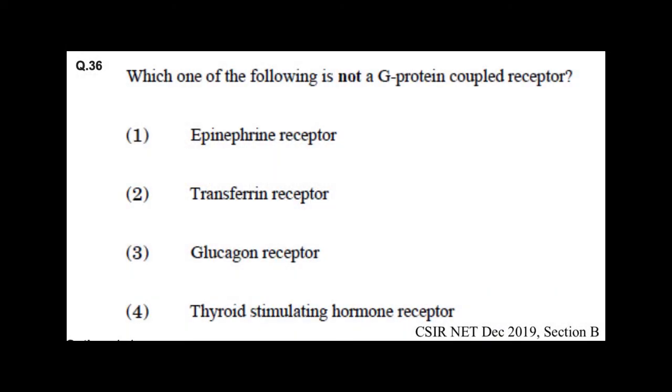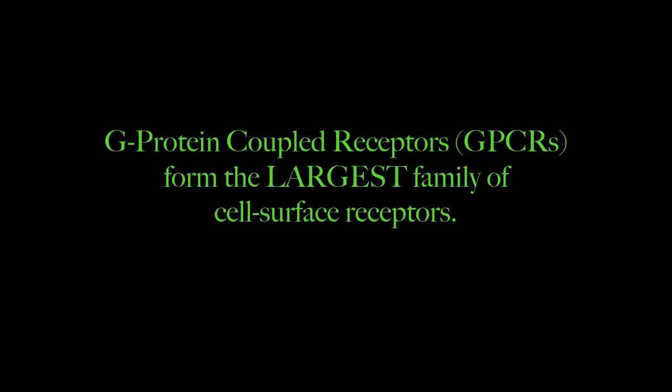This is a question from CSIR NET December 2019 paper from Section B. Which one of the following is not a G protein coupled receptor? Now, cell signaling is a very important topic from the CSIR point of view, and GPCR or G protein coupled receptor forms a major part of it because GPCRs form the largest family of cell surface receptors.